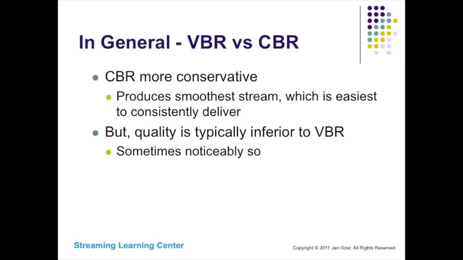Okay, VBR, CBR. VBR is variable bitrate encoding. CBR is constant bitrate encoding. CBR is the more conservative approach because it produces the smoothest stream, which is the easiest to deliver consistently, but the quality can suffer. So this is the same file.